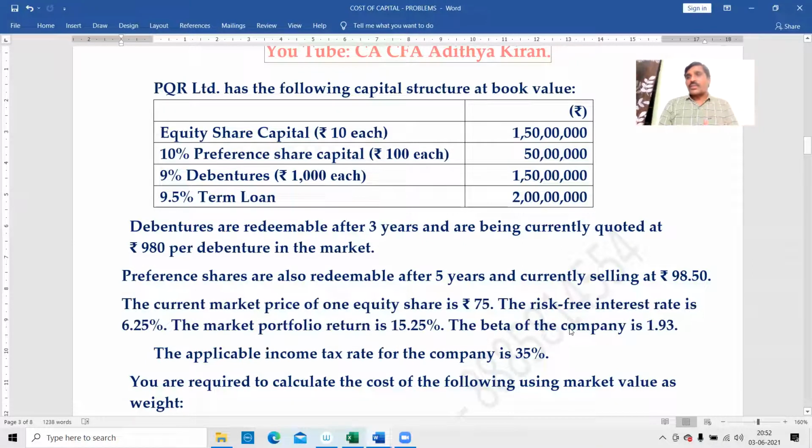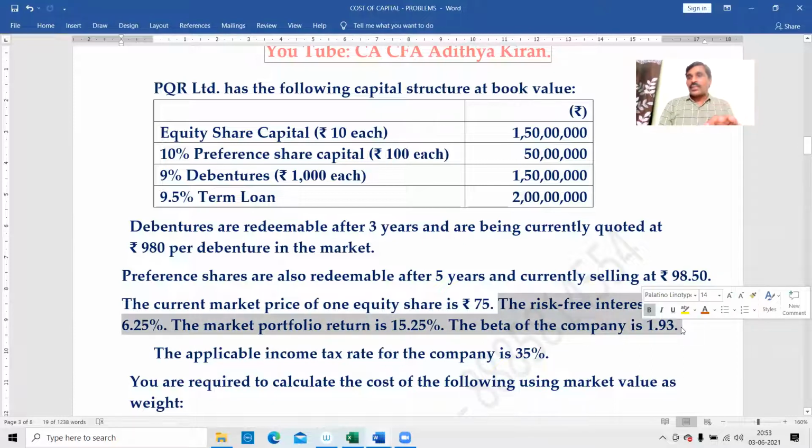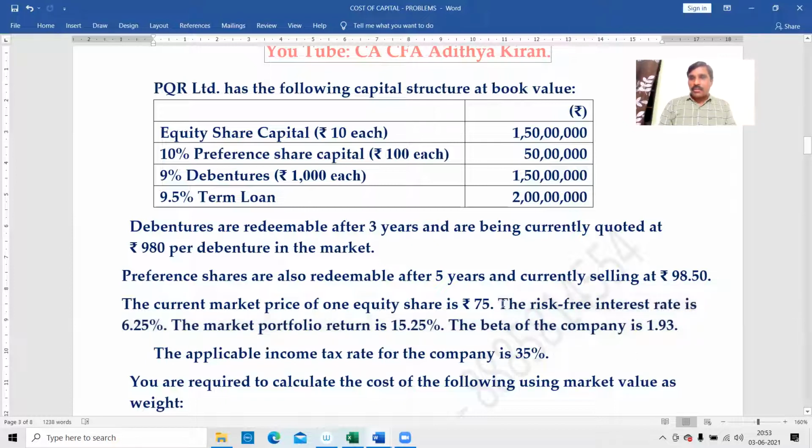There are different methods of computing the cost of equity. Based on the information given in the question, we'll approach. Based on this information, we have to use CAPM, the capital asset pricing model. Otherwise, we have other methods also, like the dividend based method. There are many methods, but given the data, I can use only CAPM. The data given in the problem is appropriate to use the capital asset pricing model.